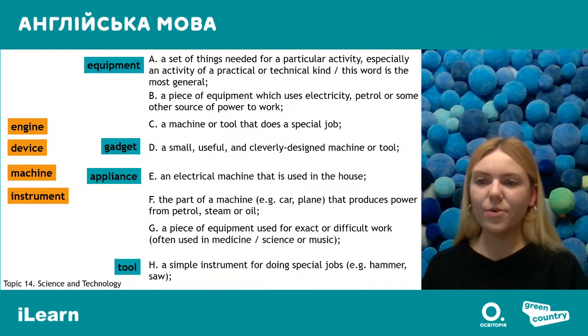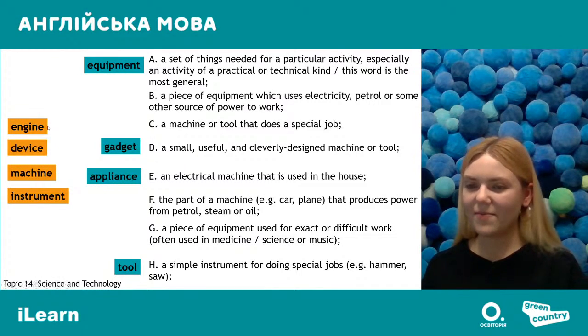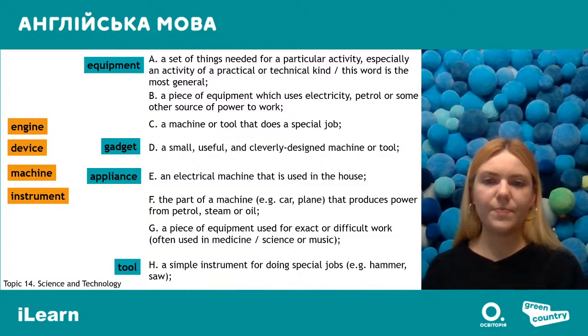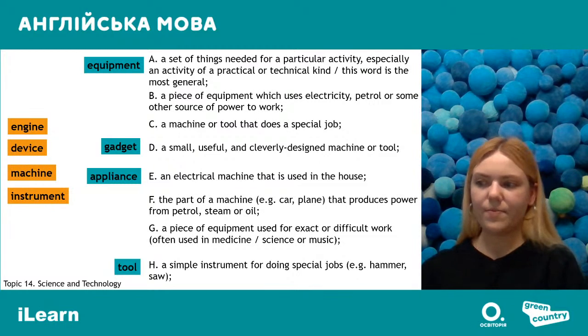But here we have 4 more words. So let's try to match the other words with their definitions. So we have engine, device, machine, and instrument. First of all, let's try to find the definition for engine. Engine – двигун. So let's try to find which definition suits this word.